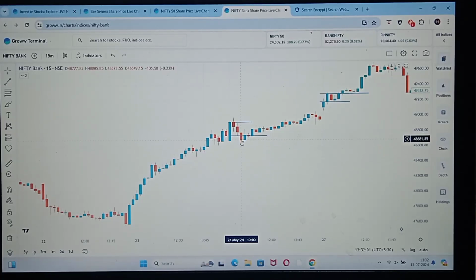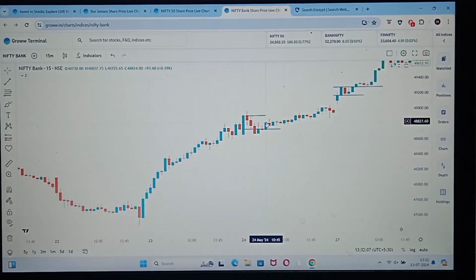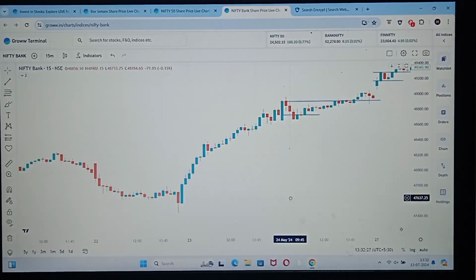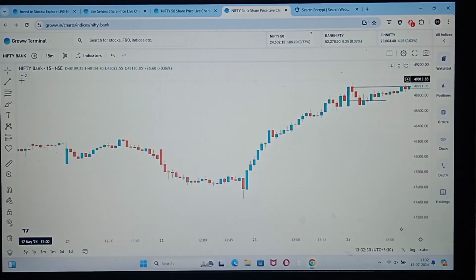So here we are getting 60-70 points. This is a scalping kind of trade. We could have easily booked profit. And again here you can see at around 2 PM you got a trade here, at the 48,912 mark. Easily you got a 100 points rally here. So here you could have booked.